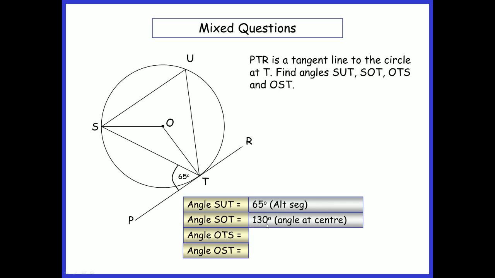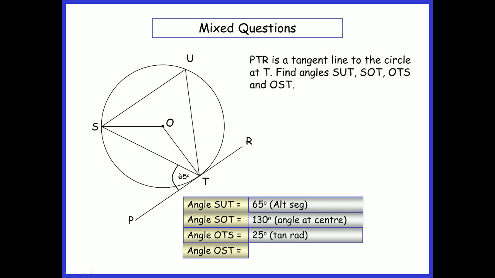OTS. We know that the lines between, that's a radius and a tangent, cut at 90 degrees. So if that's 90 degrees in there, then the angle OTS is going to be 90 take away 65, which is 25 degrees. That's the tangent radius rule.